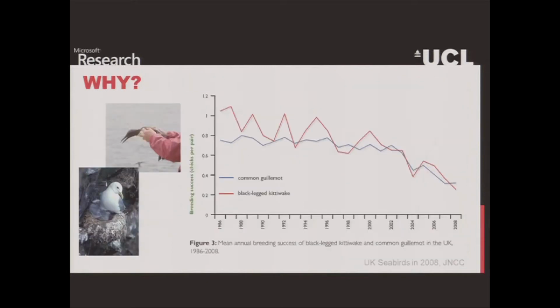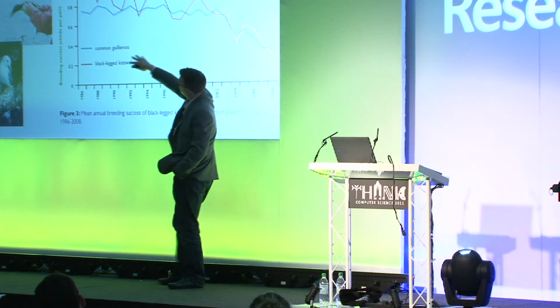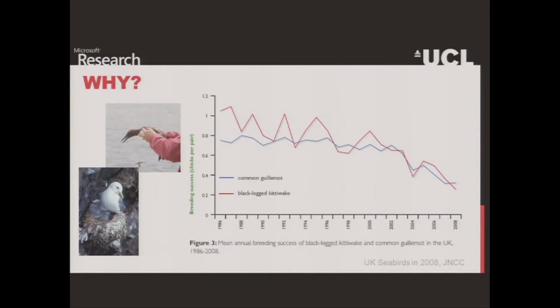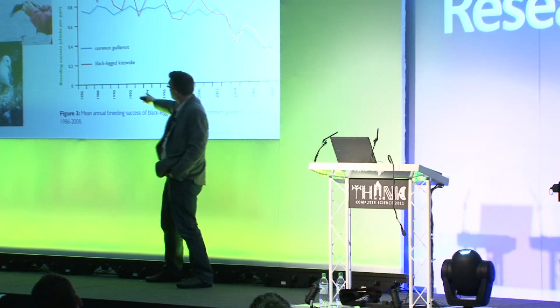As an example of that, this is the only graph I'll show you, but this is the number of chicks that a pair of birds will have over the last 20 years. It's an average, so if every pair has a chick, the line should be up at 1, and if two pairs have one chick between them, the line would be at 0.5, and if only one chick per 5 pairs, it would be down at 0.2. And you can see that over the last 20 years, for these two species of UK birds, guillemots and kittiwakes, this is declining quickly.